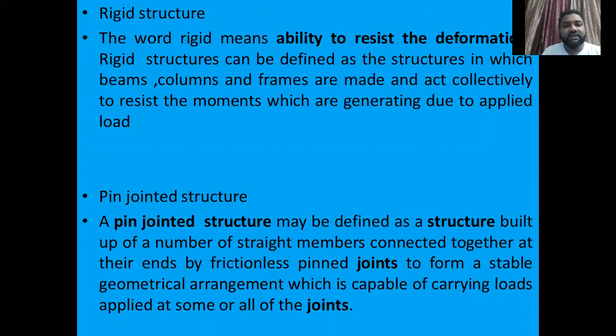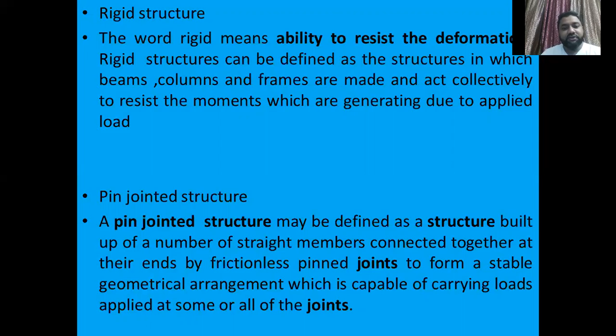So the rigid structure can be defined as the structure in which the beams, columns, and the frames are made and collectively act to resist the moments which are generating due to the applied load. Due to the applied load, the moments will be generated. Now these columns, beams, and frames, their function is to act collectively in order to resist the moment that is generated due to the applied load. So that means these beams, columns, and frames will make the structure rigid.